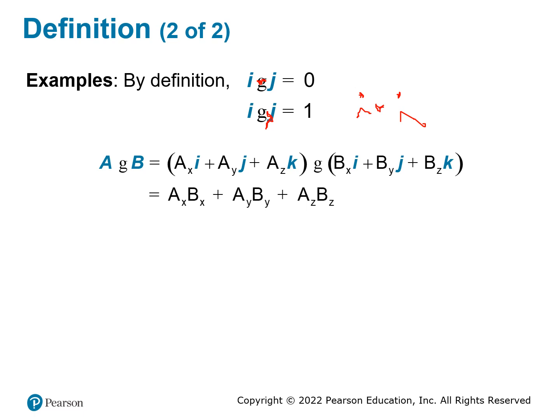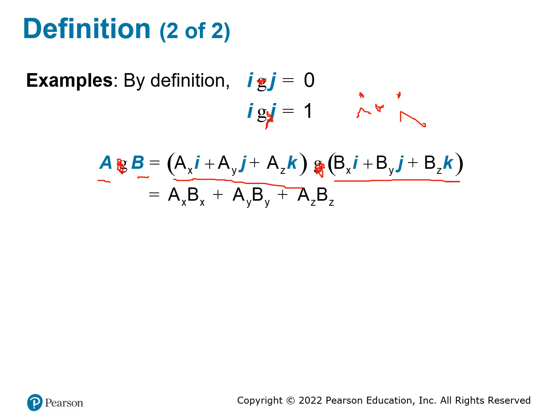So if you have vector A and vector B, we can represent each of the vectors in component form like this. Again, this G here should be a dot. This should be the dot product.